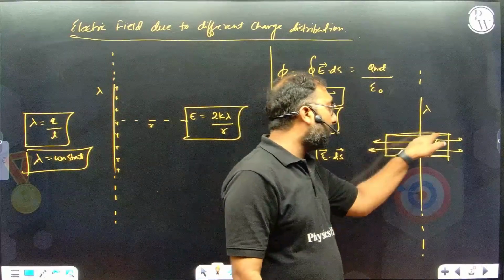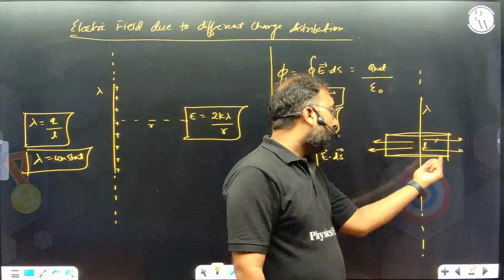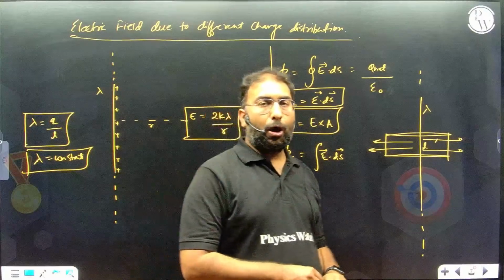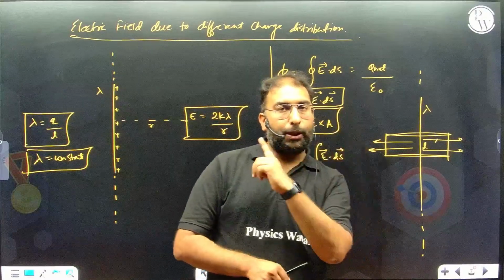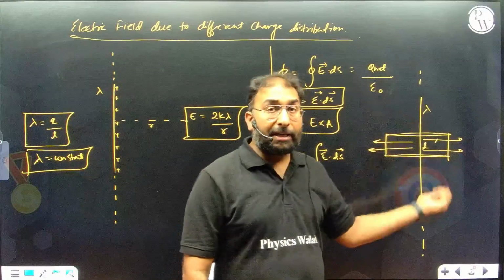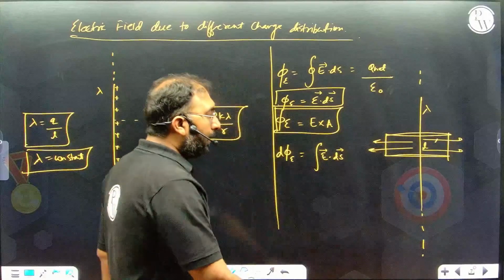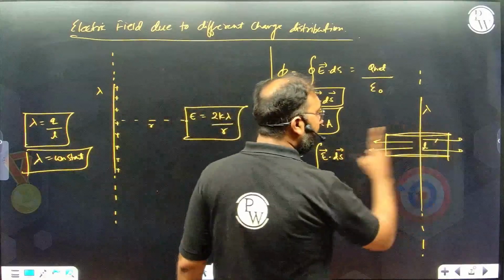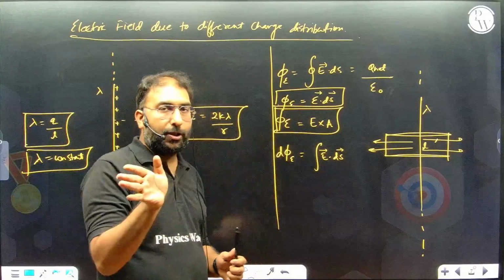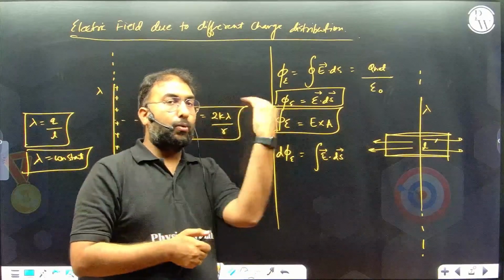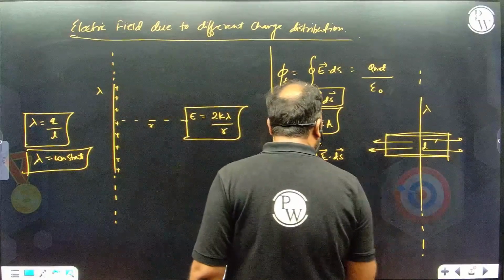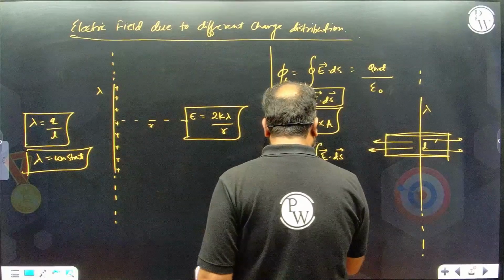So there is no flux from this upper surface and from this lower surface. All the electric field lines are passing only through the curved surface area of this cylindrical Gaussian surface, okay. So all the field lines are crossing through this curved surface area of the cylinder, not from the circular cross section, okay.